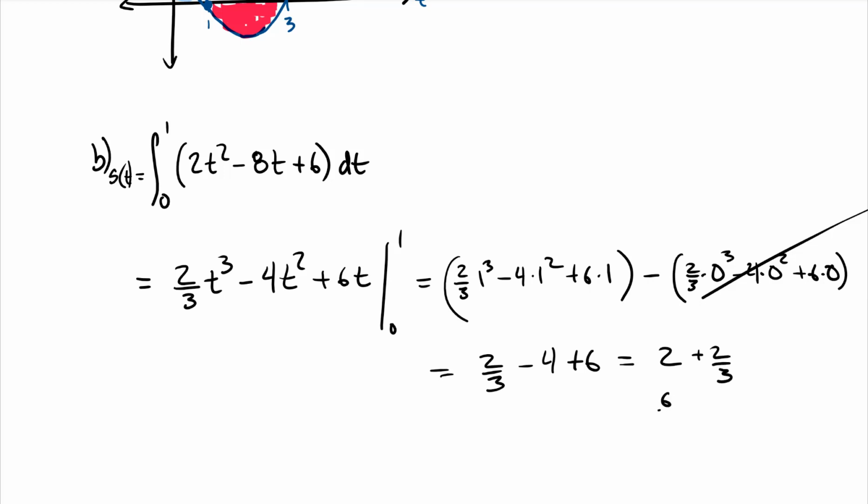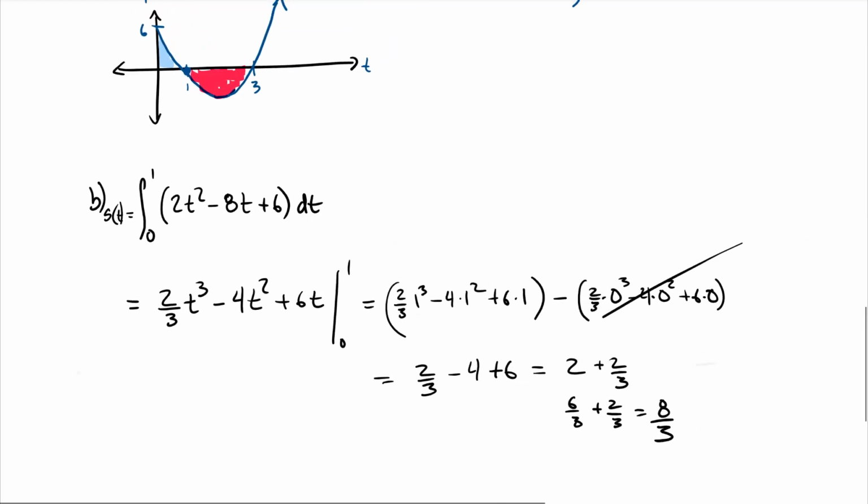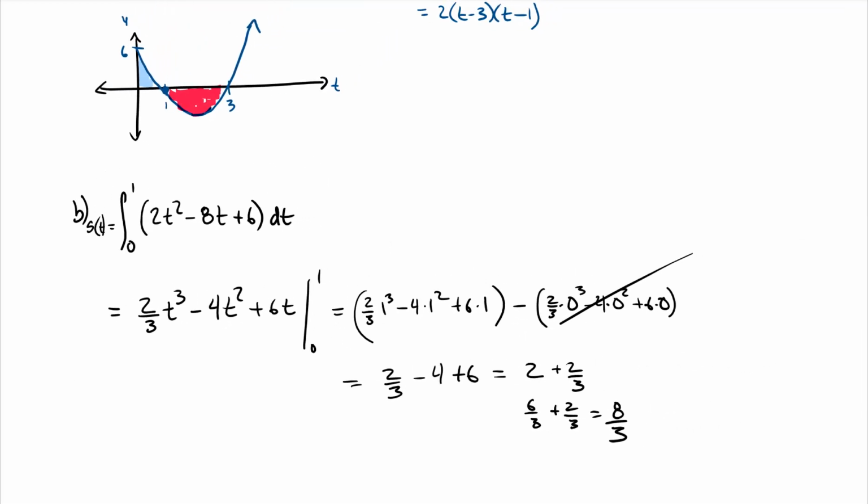So what do we got? 6/3 plus 2/3 is equal to 8/3. But we got to give it units. That was in velocity. That was in miles an hour. So this is just saying, how far did the dude travel? 8/3 of a mile. No biggie.